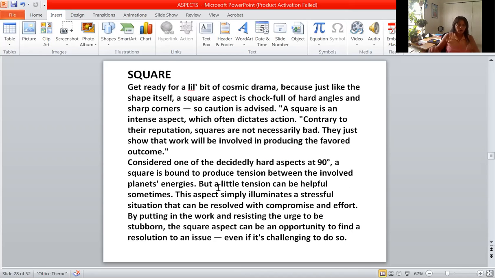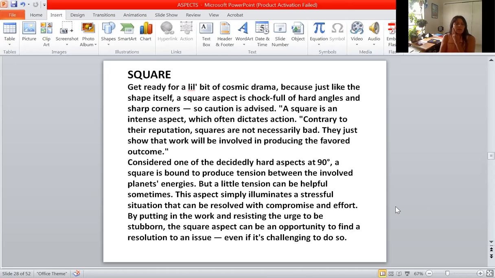A square. Get ready for a little bit of cosmic drama, because just like the shape itself, a square aspect is chock full of hard angles and sharp corners. So caution is advised. A square is an intense aspect, which often dictates action. So contrary to their reputation, squares are not necessarily bad. They just show that work will be involved in producing the favored outcome.